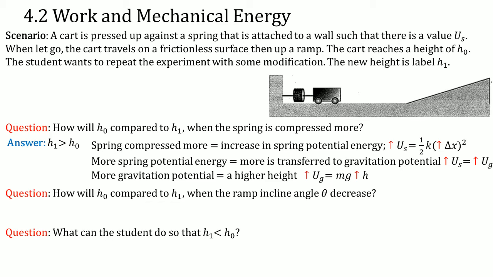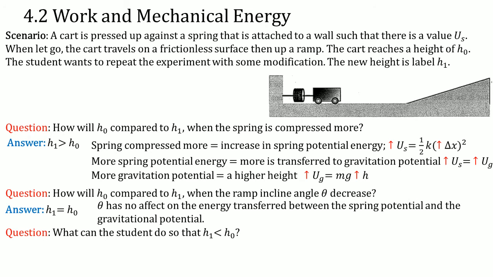Next question: how will h0 compare to h1 when the ramp's incline angle theta decreases? Well, the answer: h1 is equal to h0. The new height is going to be the same height as before.